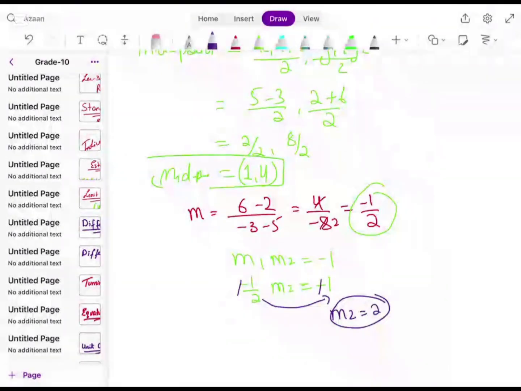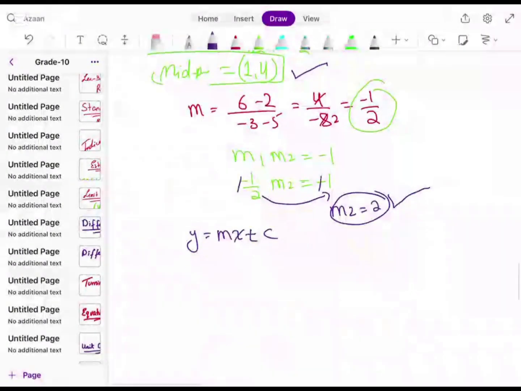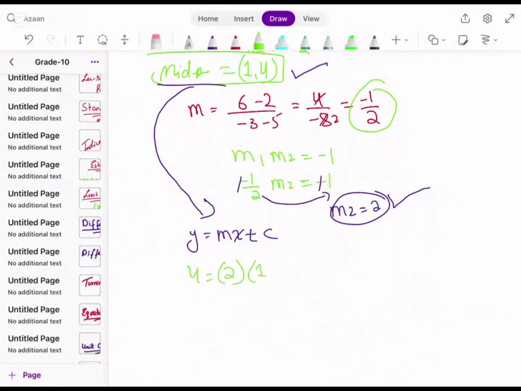Yes. We got the midpoint, we got the slope. Now one thing is still remaining, that is the y-intercept. So for the y-intercept, y is equal to mx plus c. Remember that to find the y-intercept, we will put the value of the midpoint, that is (1, 4). So 4 is equal to m, which is 2, times 1 plus c. So 4 minus 2, so c will become 2. So the y-intercept is c.